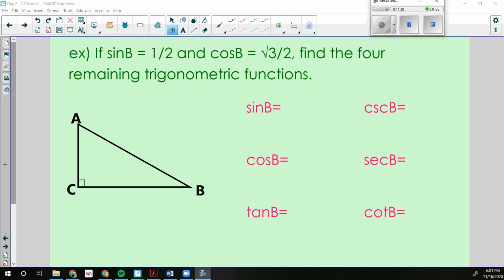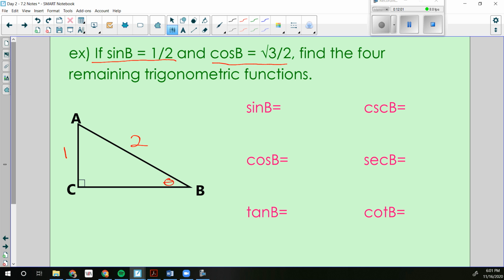All right, this next question, we have to fill these in a little bit, and they try to be tricky with it, but I think we can get it. It says if sine of B equals 1/2, so let's just start there. Sine of B, so here's my theta. Sine of B is 1/2. Now, sine, remember, is opposite over hypotenuse. So opposite would be 1, and my hypotenuse would be 2.